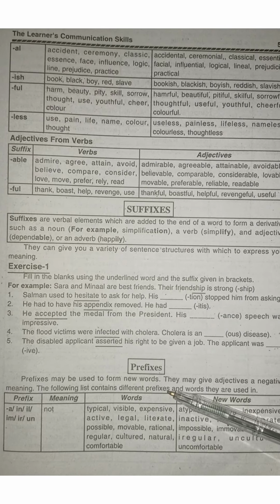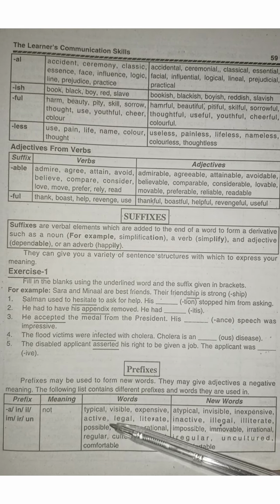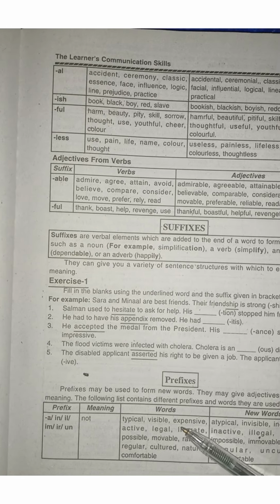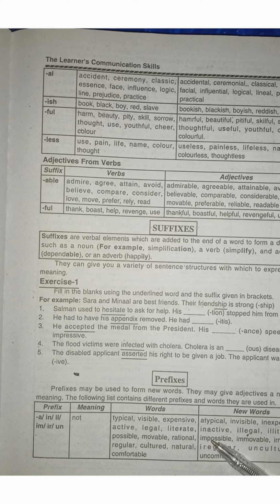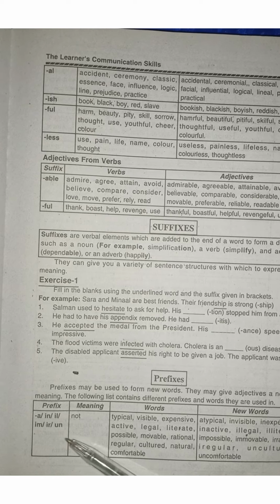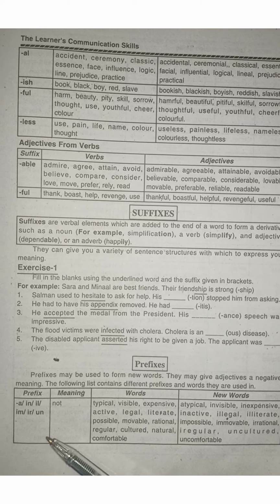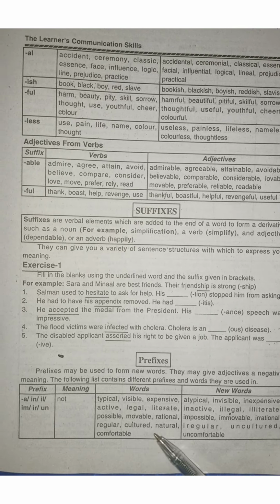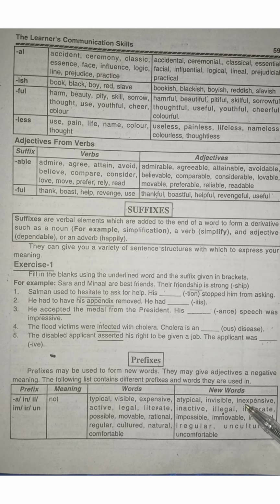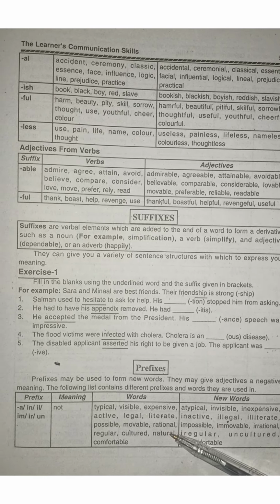Now we discuss about prefixes. Prefixes may be used to form new words. They may give adjectives a negative meaning. For example, prefix is a meaning not and the word is active, new word inactive. For example, prefix is un, word is cultured and new word is uncultured. So prefixes also give the negative meaning of the words. For example, prefix is ill, word is literate and new word is illiterate. So prefixes may give adjectives a negative meaning.